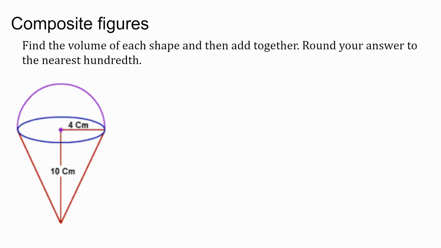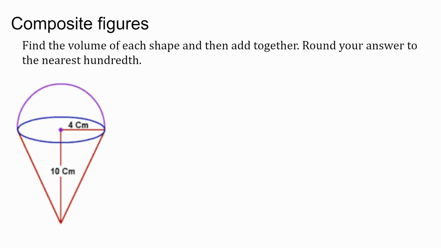It says, find the volume of each shape and then add them together. Round your answer to the nearest hundredth. This is really important because remember we are working with pi, so our decimals are going to be very long. So just round your answer to the nearest hundredth. If I was looking at this, any ideas on what two shapes you see here? If you guessed cone and sphere, you would be correct. So let's first start looking at the cone.